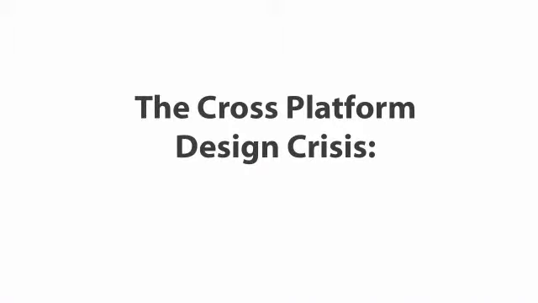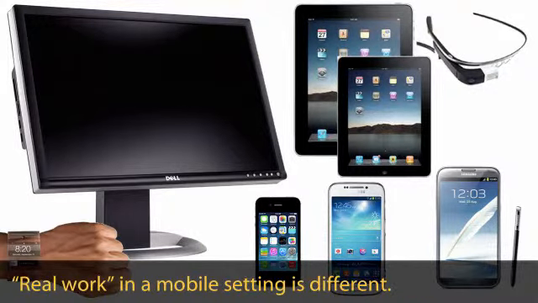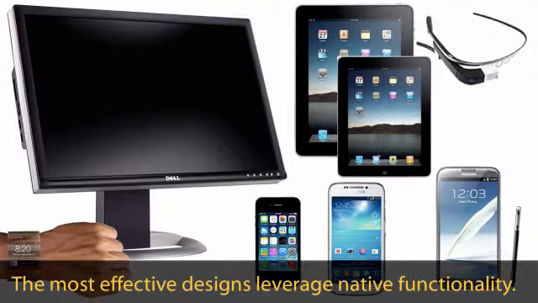What's this mean for those of us who design software? We're looking at a design crisis. Platform fragmentation is real and it's here to stay. Real work in a mobile setting is different from work at a desktop. The most effective designs leverage native functionality. People need to have access to a camera. They need to have access to GPS.